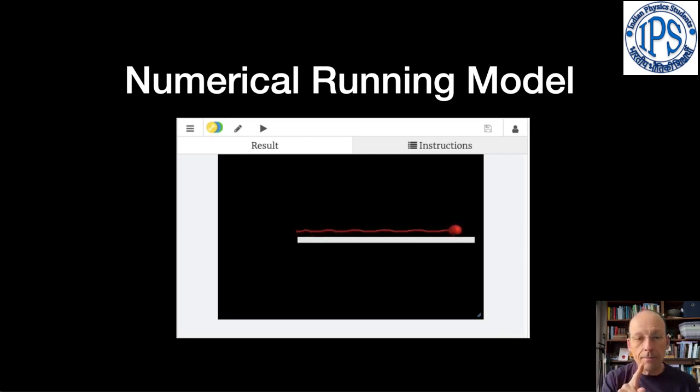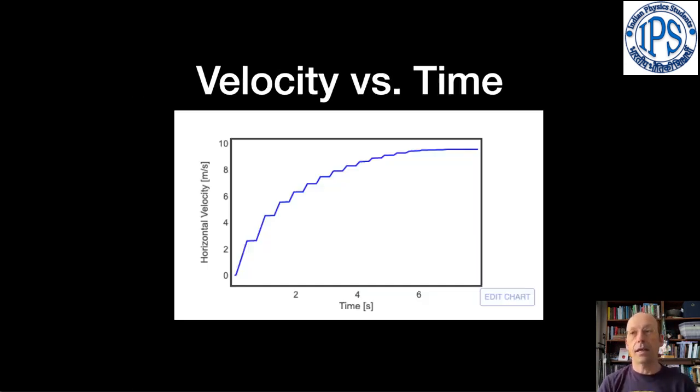That's a human, and it's going faster and faster, but it doesn't keep increasing in speed. And if we plot the velocity versus time, I get this. And so you'll notice these little steps. That's because while the person's in contact with the ground, they increase in speed, but while they're in the air, they don't increase in speed. Increase, don't increase. So these are the times they're in contact.